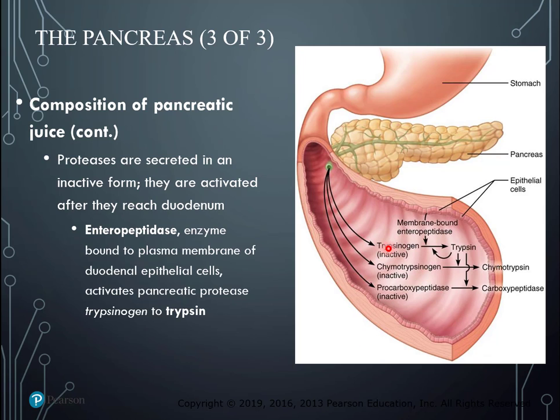procarboxypeptidase. The trypsinogen is going to be activated into trypsin by membrane-bound enteropeptidase. The chymotrypsinogen is going to be converted into chymotrypsin by trypsin itself. And then trypsin is also going to be activating the procarboxypeptidase into carboxypeptidases. Once trypsin is activated, there's no telling. It's going to be like a chain reaction. All of the proteases are going to be turned on.